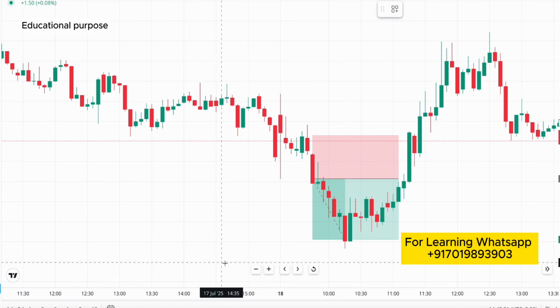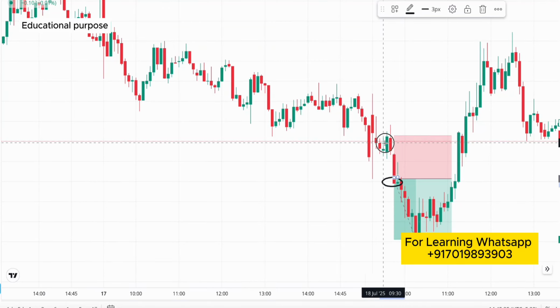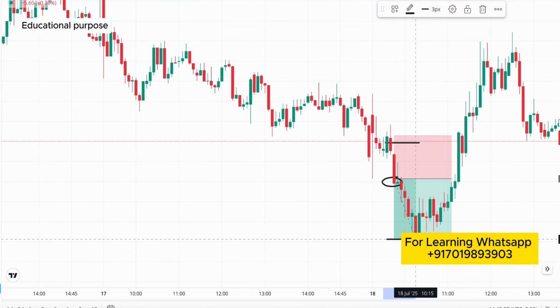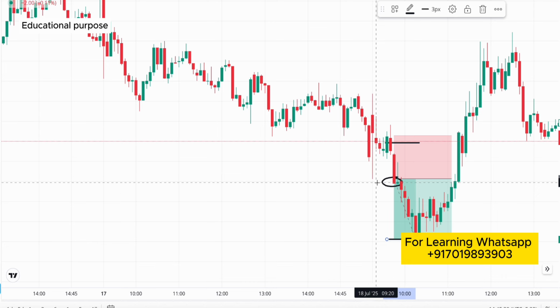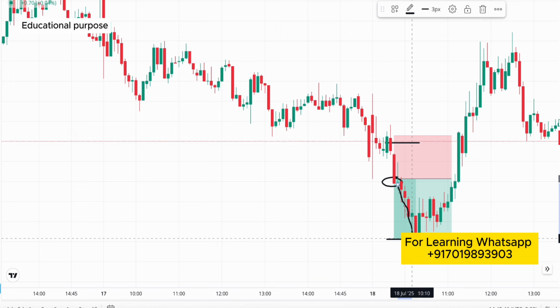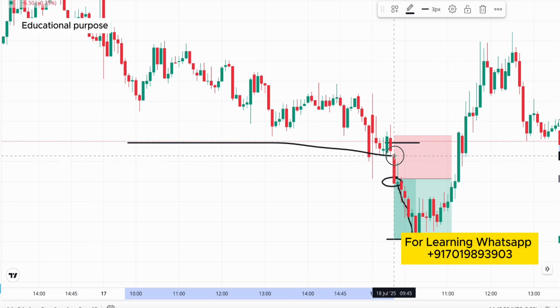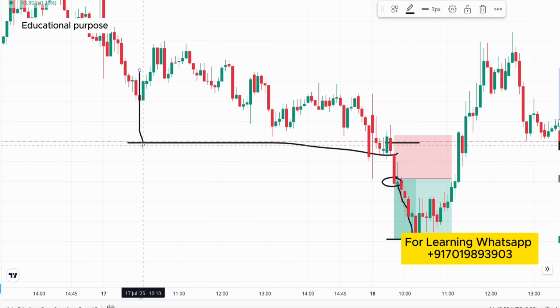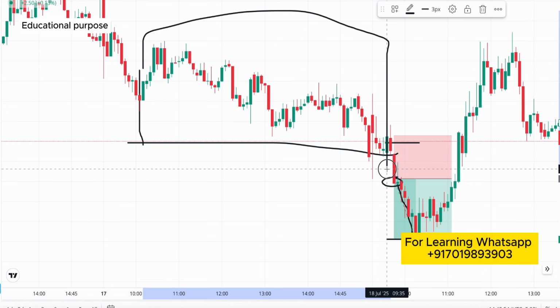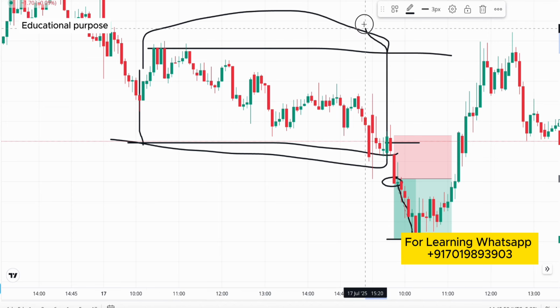As you can see here, this is the place where I've taken the short sell entry, this is where I kept my stop loss, and this is where I kept my target. You can see almost a 1:2 risk reward ratio was followed here, and the target has been achieved. This was a range-bound market from the previous day. If this range had given a breakout on the top in the morning itself, it would have been a buy trade and the price would have increased.